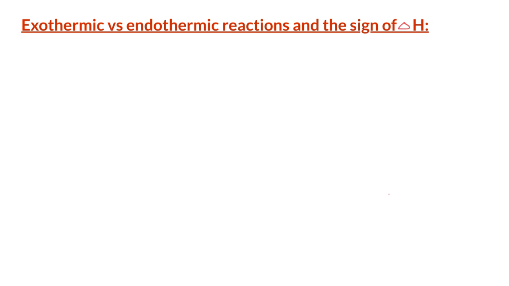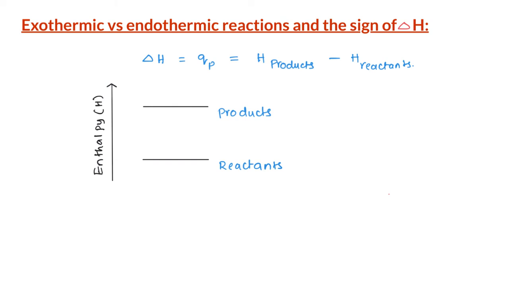In this slide, we will learn how to identify if a reaction is endothermic or exothermic from the enthalpy change value. Delta H, the enthalpy change for a reaction or process, is equal to the heat transferred at constant pressure, which is equal to the total enthalpy of products minus the total enthalpy of reactants. If the total enthalpy of products is greater than the total enthalpy of reactants, then the change in enthalpy is greater than 0 and the reaction is called an endothermic reaction.